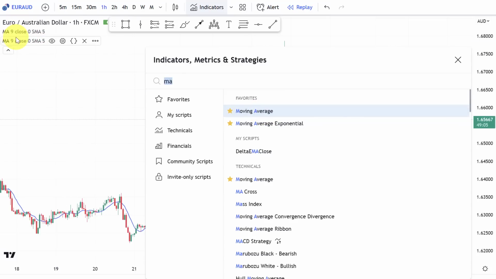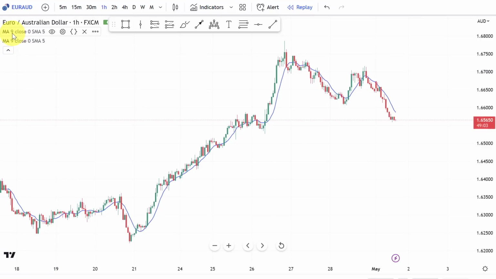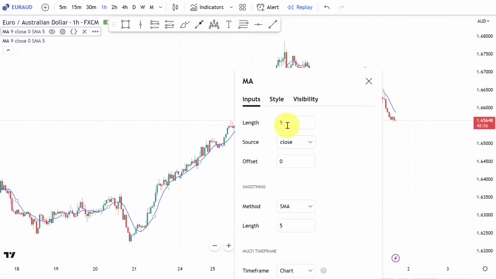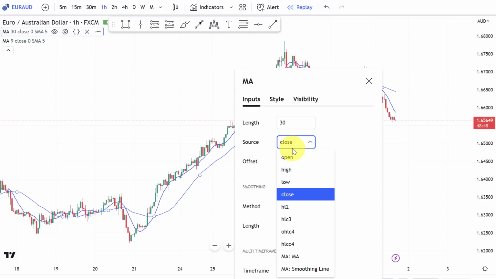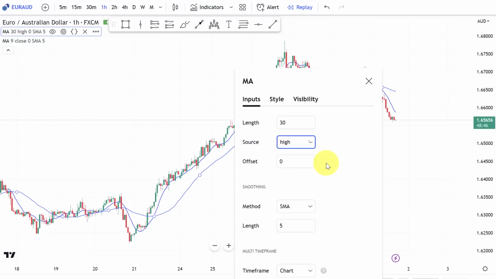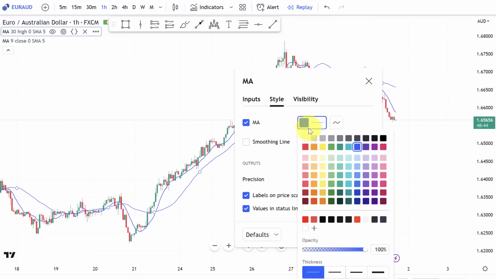And for that, we just click twice on moving average, 1, 2. And you can already see at the top left, this is now giving us the MA, 9 period, SMA, and we have to change the settings. So we click on settings. And what we do is change the length. So I said you can use 20, 30, 50. And then we have to choose the source. So we're going to apply it to the high. This is going to be the upper boundary of the channel.